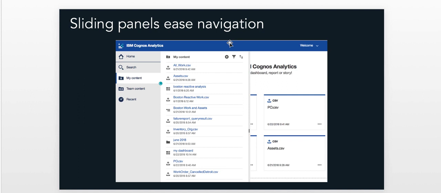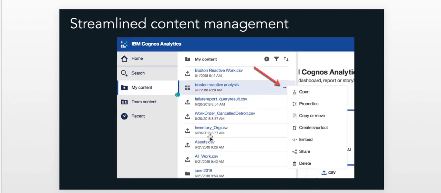Cognos Analytics utilizes sliding panels for you to ease and find your information. So if you select My Content, for example, a panel will open up on the far right-hand side and show you all the information that's contained within that category. Also, if you select on any one of the components, in this case I've selected a dashboard, Boston Reactive Analysis, I can then see the actions that I can take with that content. And the actions that you will see will vary depending on the content type, whether it's a report, dashboard, data module, etc.